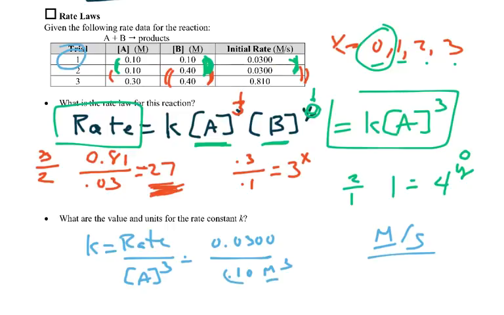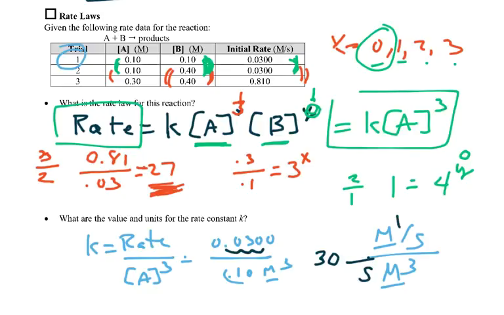So on the bottom here, I'm going to have molarity cubed. So 0.1 cubed. If I do this, dividing by 0.1 is the same thing as multiplying by 10. So I'm going to multiply by 10, multiply by 10, multiply by 10. So my answer is 30. And what happens with my units? My seconds are going to be on the bottom. And that's always going to happen. We're always going to get the time unit on the bottom.